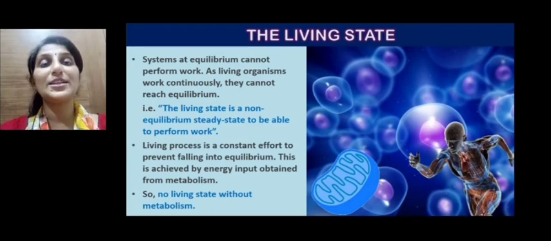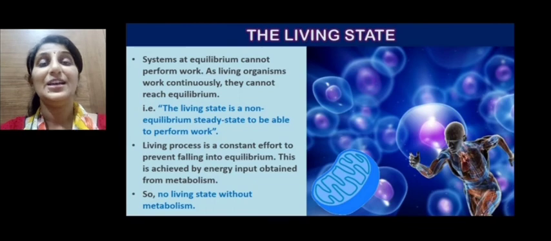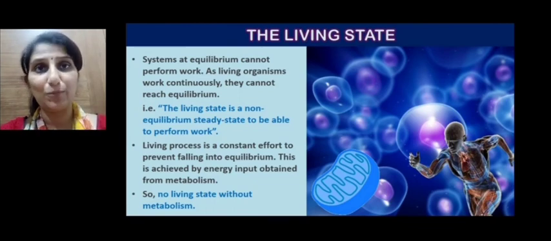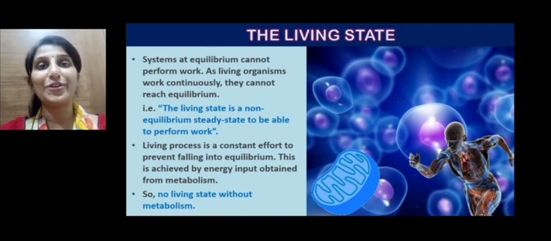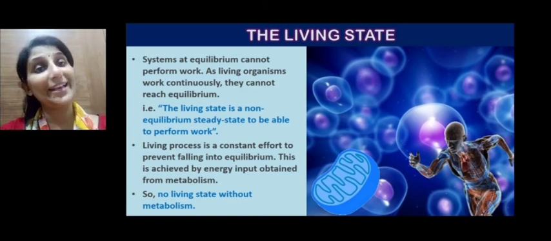So the living process is a constant effort to prevent falling into equilibrium. That means a living state should never attain an equilibrium state. This is achieved by energy input. Whenever energy is given to perform some work, the system can never reach equilibrium. And this energy is obtained from metabolic reactions. So no living state can exist without metabolism.